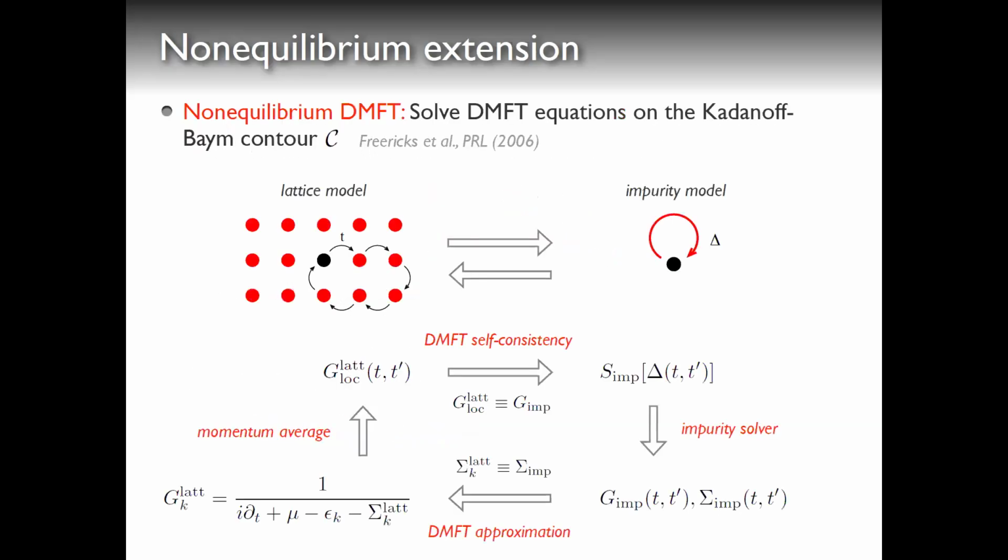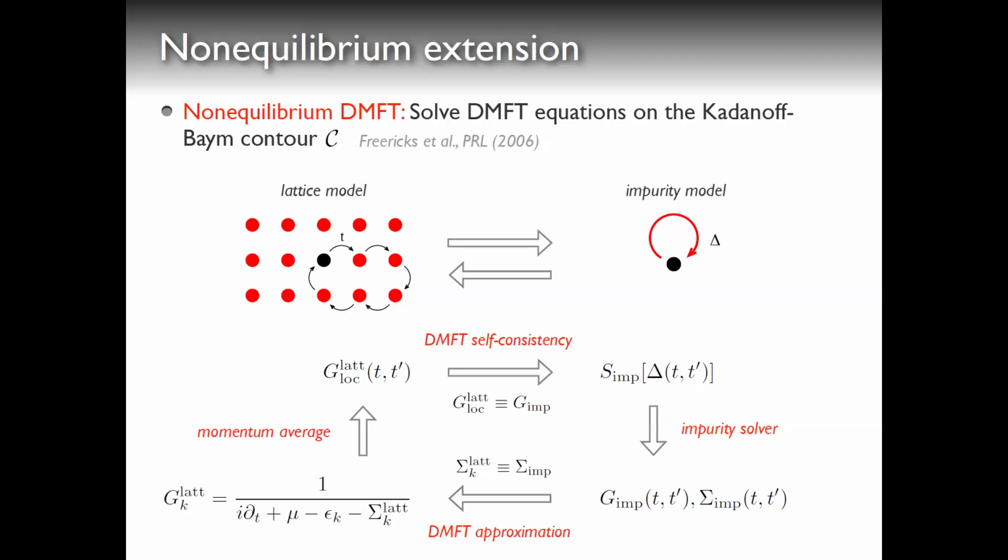Okay, now what is non-equilibrium dynamical mean field theory? Non-equilibrium dynamical mean field theory is nothing else than dynamical mean field theory implemented on this Kadanoff-Baym time contour using these non-equilibrium Green's functions. So in particular, the mapping from the lattice model to the impurity model is the same as in equilibrium, and also all the steps in the self-consistency loop are the same as in equilibrium.